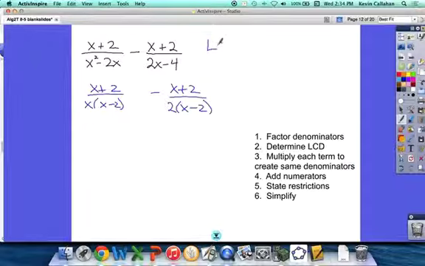So the LCD should have every factor that we see. x times x minus 2. And then you jump to the next fraction, and there's a 2 that we didn't already have, so we need to put that in there. And there's another x minus 2, but we've already got an x minus 2, so we don't put another one in there. So the least common denominator is going to be 2x times x minus 2.